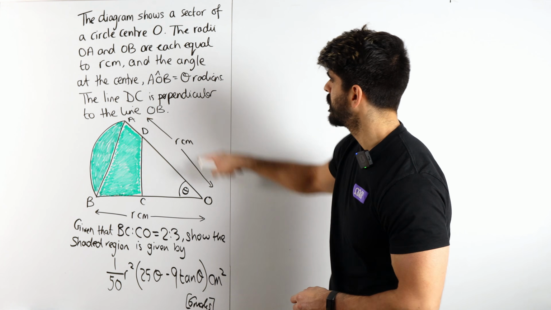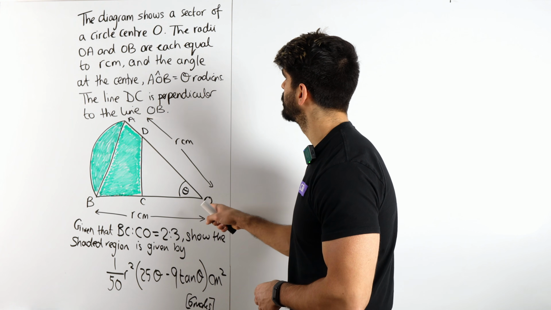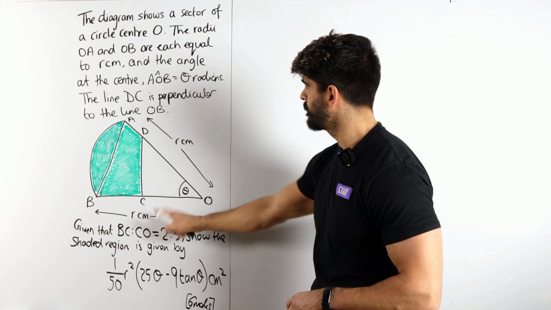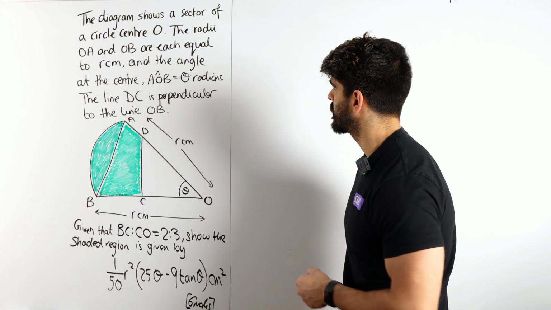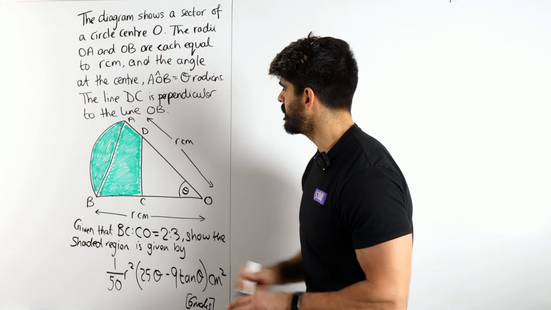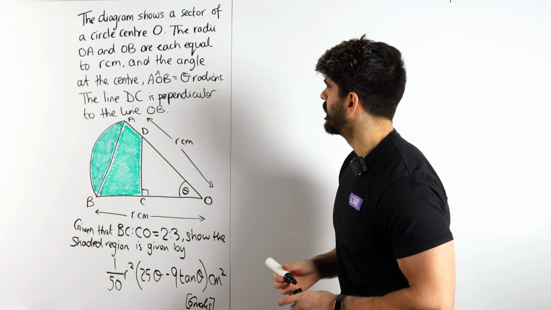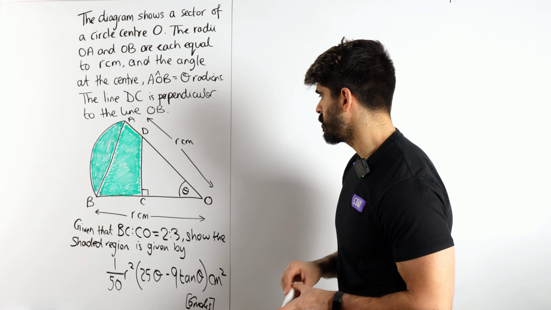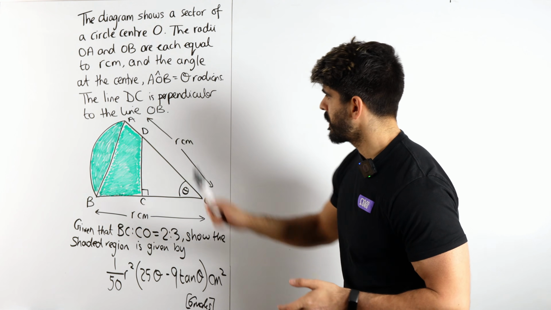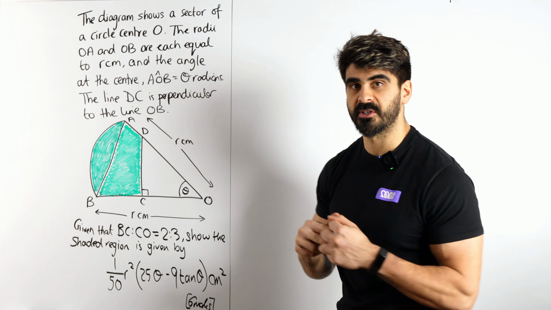So it says the diagram shows a sector of a circle, center O. The radii, OA and OB, are each equal to R, and the angle at the center is theta. The line DC is perpendicular to OB, so let's just add this 90 degrees. Then it says, given that the ratio between BC and CO is 2 to 3, show that this shaded region is given by all of that. Okay, for 6 marks.